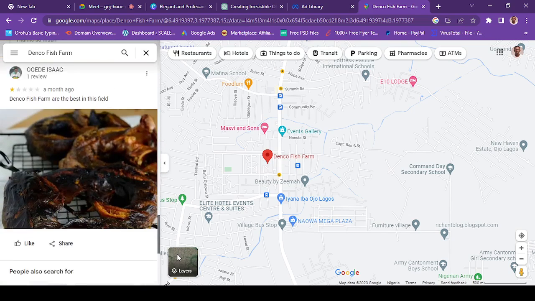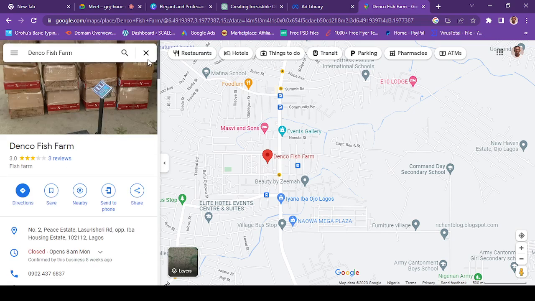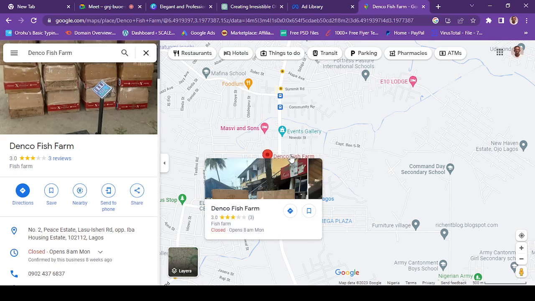Now, you can see that this Denko fish farm is already on Google Map. And the location is, where is the location? This is it. The location is Lagos. So if at all you want to start a fish farm and you are in the same location with him, you need to have an idea about the fish farm.